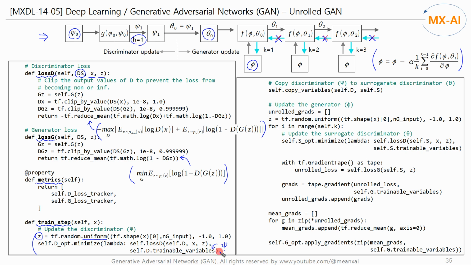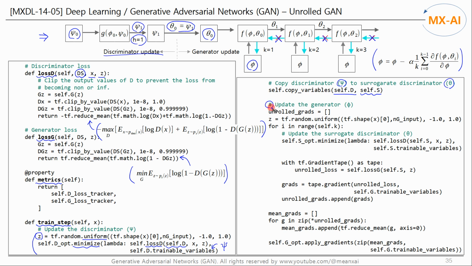Update the parameter psi of the discriminator to minimize loss D. When computing the loss D, the discriminator model is passed. After the discriminator update is complete, we copy the parameters psi of this discriminator to the parameters theta of the surrogate discriminator. Then the surrogate discriminator becomes identical to the real discriminator.